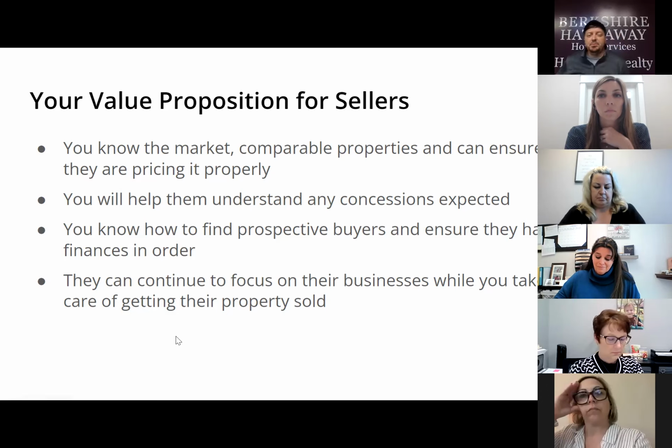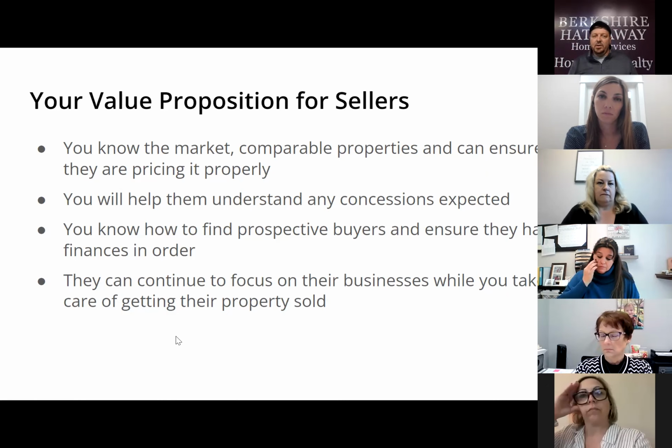Your value proposition for sellers: know the market, know your comparable properties, and you can ensure that they are pricing it properly and they're not just doing a swag. If you want to know what a swag is, email me. You will help them understand any concessions that are expected. So you'll know, hey, here's what you're going to have to give.